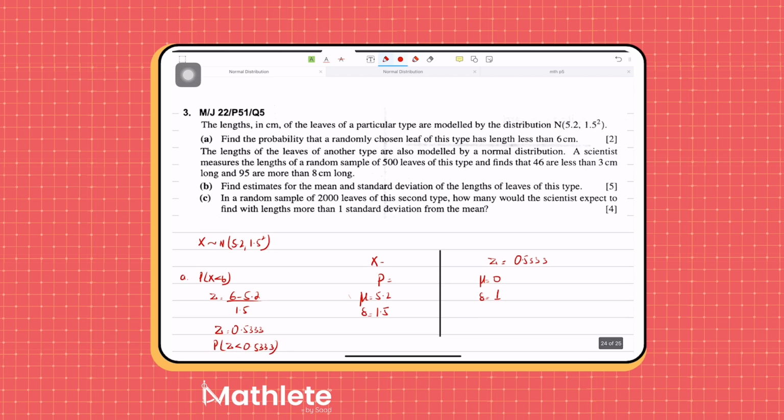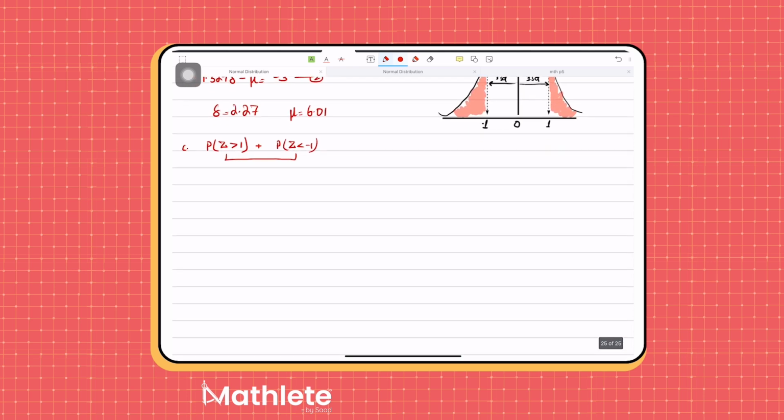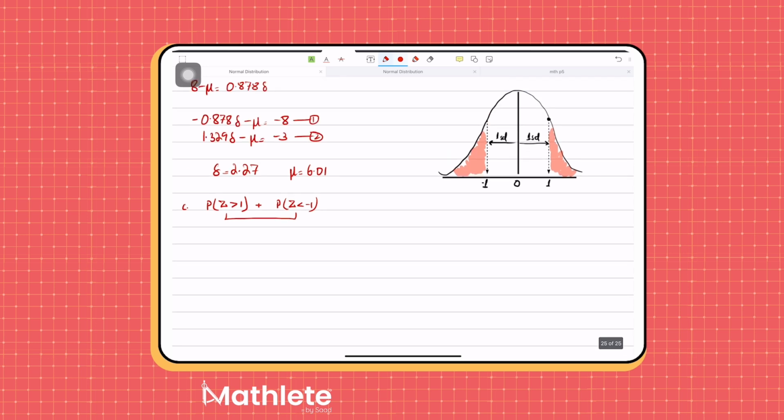Why are we doing this? Once again, because we have to find out how many of these 2000 leaves the scientists would expect to find with lengths more than 1 standard deviation from the mean. Remember we're talking about 2000. What we're doing right now is just for 1. Since we're using the z table, we're finding it out just for 1, and then depending on the number of leaves, we'll multiply it by that.